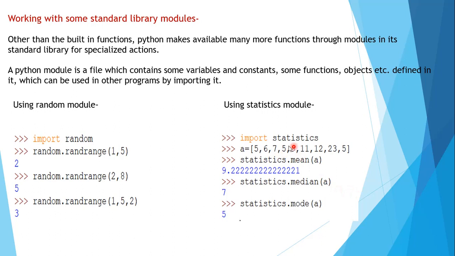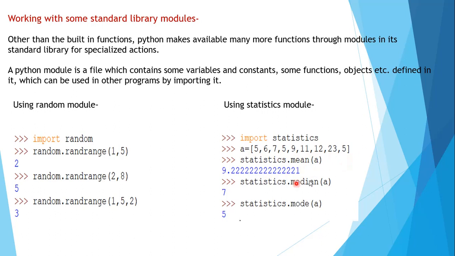Suppose we have imported the statistics module and we have a set of values 5, 6, 7, 5, 9, 11, 12, 23, and 5, and we have to find the mean. You don't have to do anything, just write the function statistics.mean and then provide the variable in which this set is stored. In A we have this whole set, so we give statistics.mean and in brackets we pass A. A holds the collection of values. Now it will automatically give you the mean value of this set.